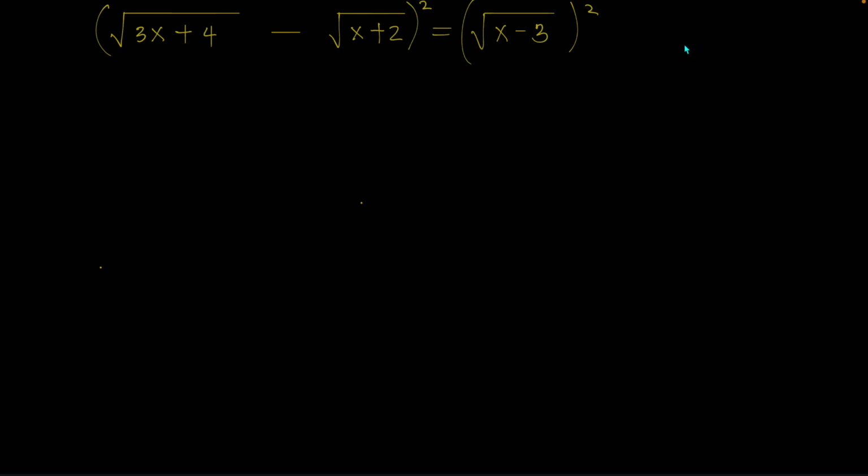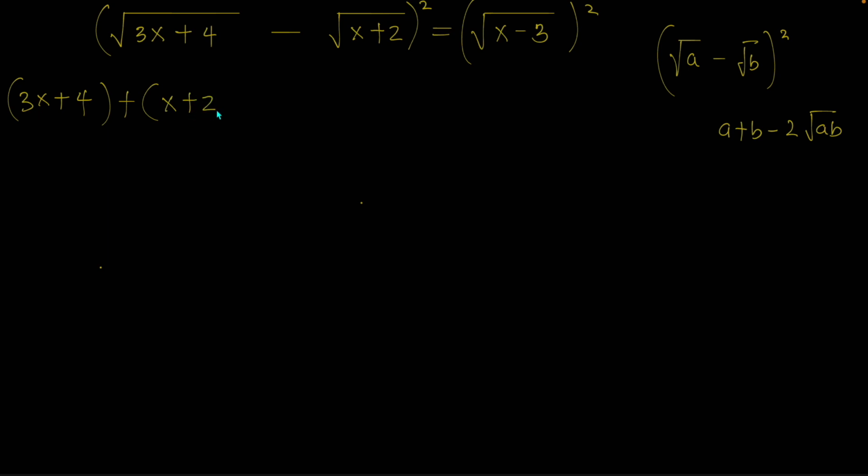How do we expand the left-hand side? You would recall that if you are to expand the basic surd, like root a minus root b all squared, you're going to have a plus b minus 2 root ab. So if you bring the same idea to this left-hand side, we'll have 3x plus 4, which does what a is doing on this side, plus x plus 2, which does that of b, then minus 2 multiplied by the root of 3x plus 4 and x plus 2.